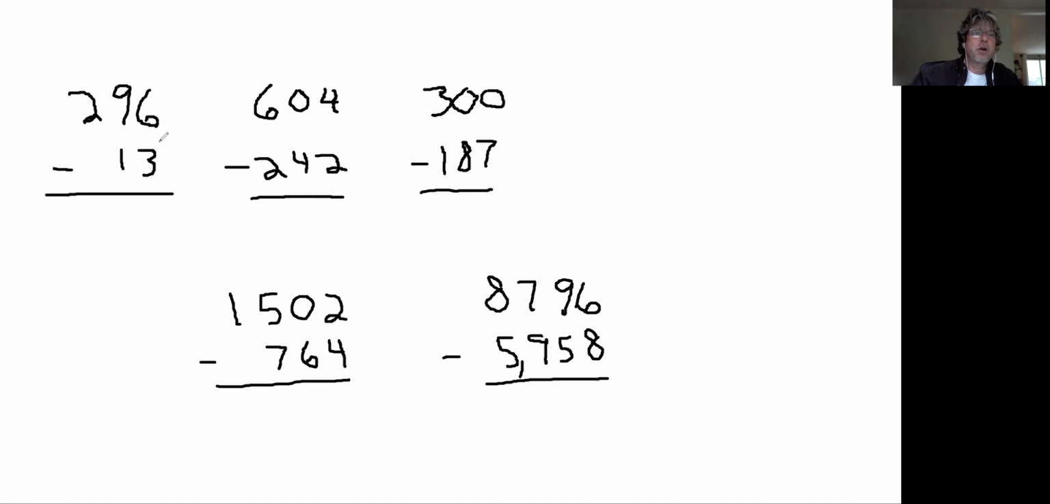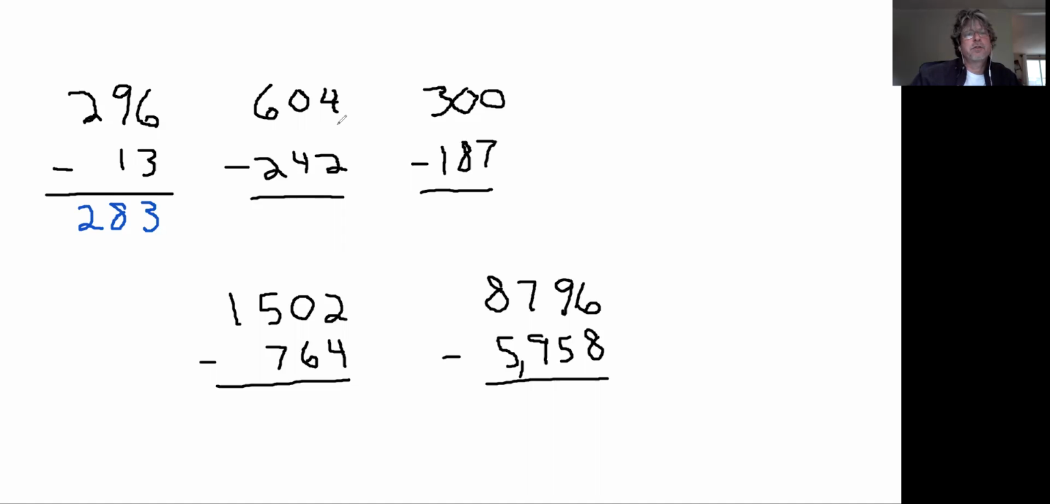Looks like there's no need to borrow on this one, so we can just go ahead and straight up subtract. So 6 ones, take away 3 ones, is going to be 3 ones. 9 tens, take away a 10, is going to give me 8 tens. And then the 200s just slide on down. And therefore our answer would be 283.